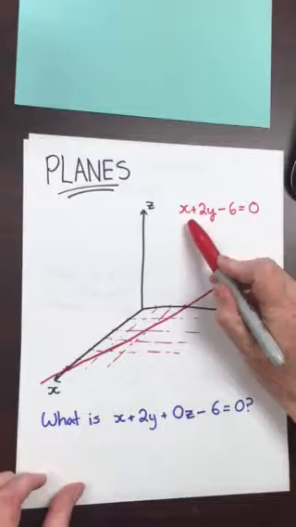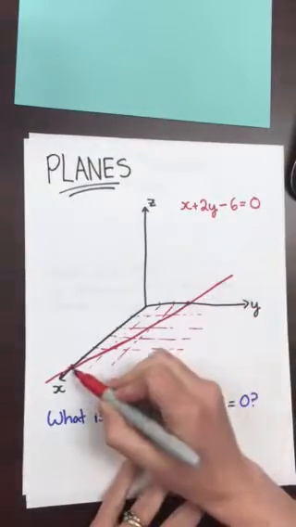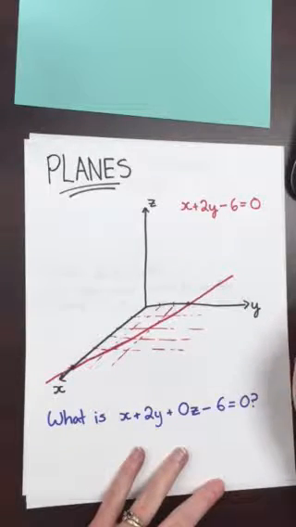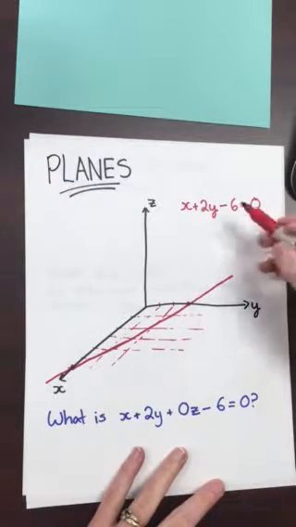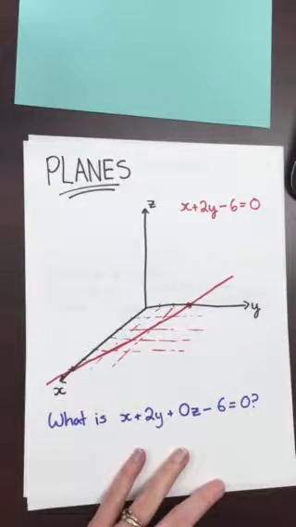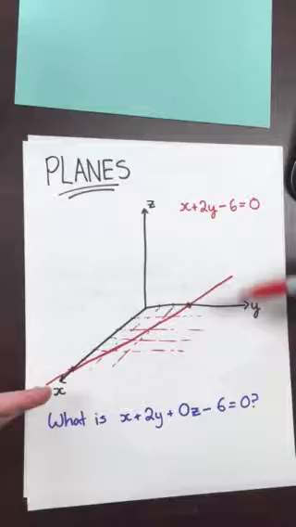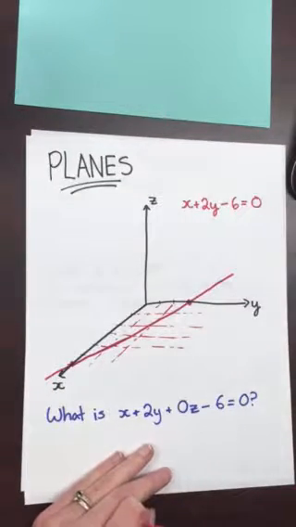So here's a line, x plus 2y minus 6 equals 0. I found its x-intercept over here. Its x-intercept will happen at positive 6. And its y-intercept over here, it's going to happen when x equals 0, so that's going to be at positive 3 here. And then I've got my line in my 3D space here. You can see that this line is sitting on the floor, and z is coming up from there.